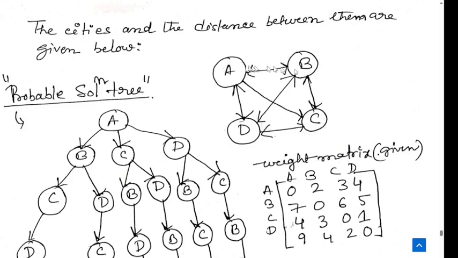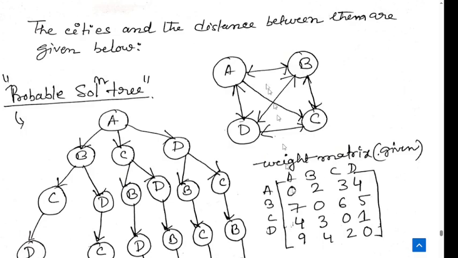Similarly, for the other cities, all connectivity has been shown and the corresponding weight matrix has been given. That means the distance between all pairs of cities is also given. For all cities, city A to A, city B to B, all distances are 0. The remaining distances have been given here. One thing has to be noted: city A to B can be, let's say, 2 kilometers, while city B to A can be 7 kilometers.